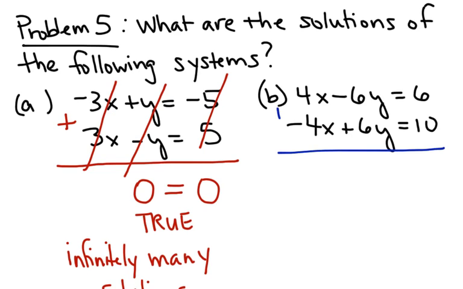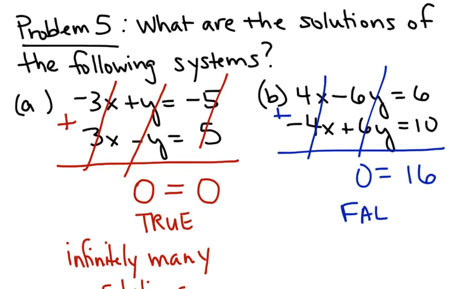But what happens here in B? In B, the x's are opposites, they cancel. The y's are opposites, they cancel. But on the right-hand side, 6 plus 10 does not cancel. You get 16. Well, that's a false statement. If you get a false statement, that means that these two lines must be parallel, in which case they have no solution. So this is how algebraically you can show if there are infinitely many solutions or no solutions.